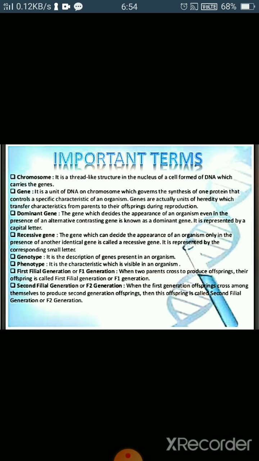Now there is the first generation, or first filial generation, called the F1 generation. When two parents cross to produce offspring, their offspring is called the first generation, the F1 generation. And the second filial generation, or F2 generation, is when their offspring cross among themselves, reproduce and produce second generation offspring.